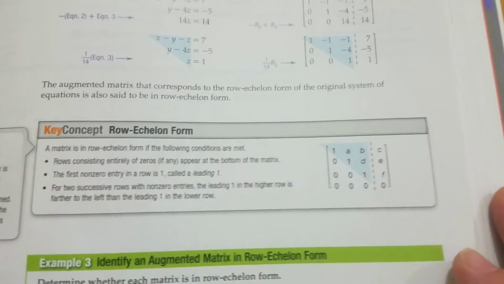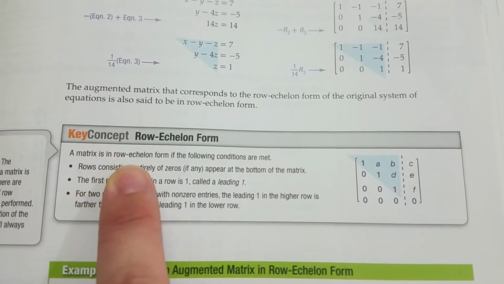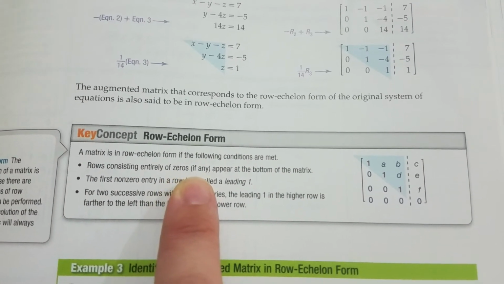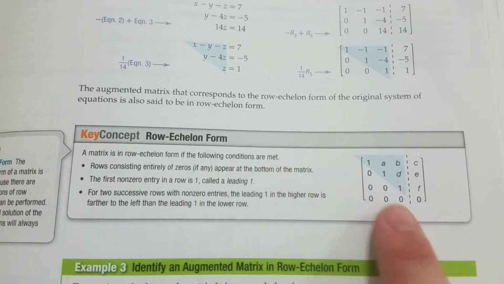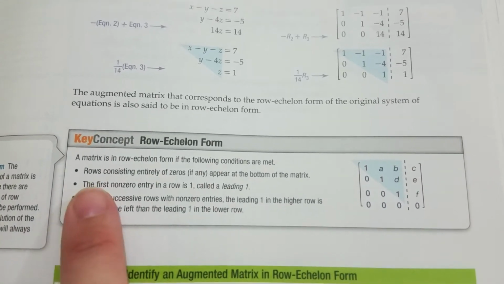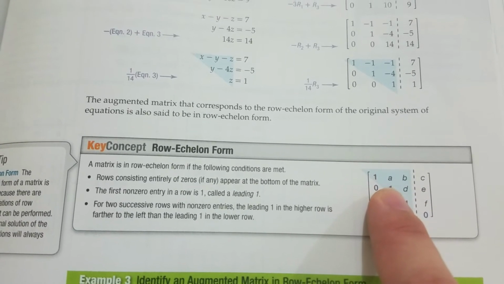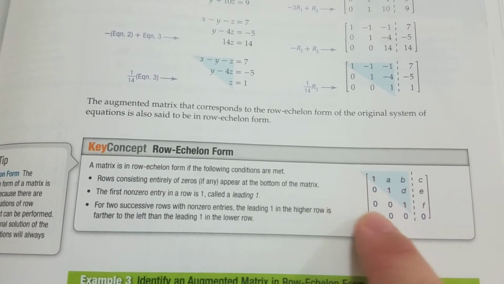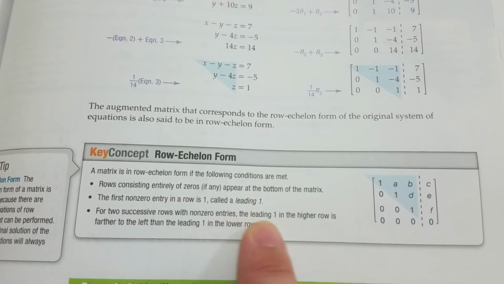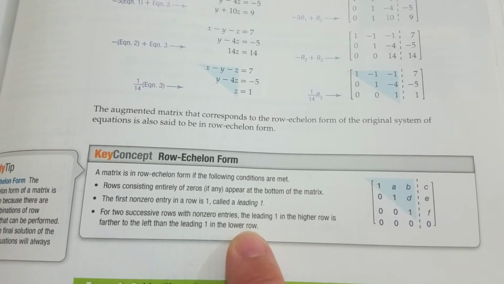First thing you need to know is whether it's in row echelon form. A matrix is in row echelon form if the following conditions are met. Rows consisting entirely of zeros, if any appear, are at the bottom. The first non-zero entry in a row is 1, so each row has to start with a 1 unless it's all zeros. And for two successive rows with non-zero entries, the leading 1 in the higher row is farther to the left than the leading 1 in the lower row.